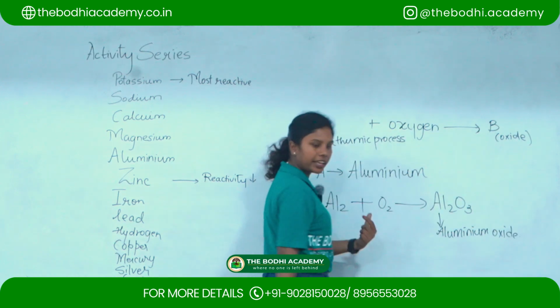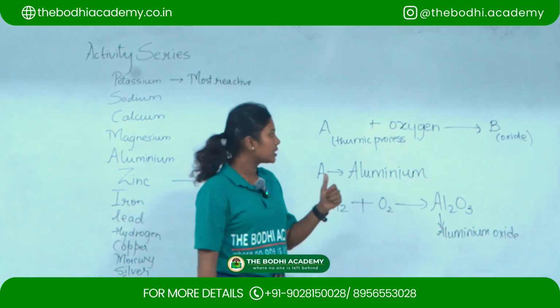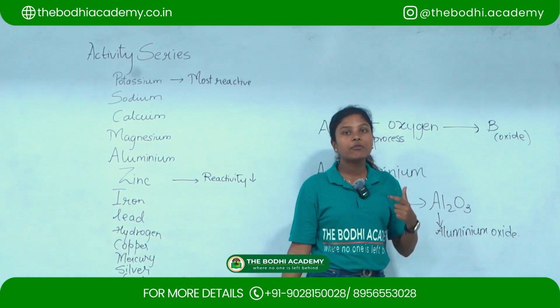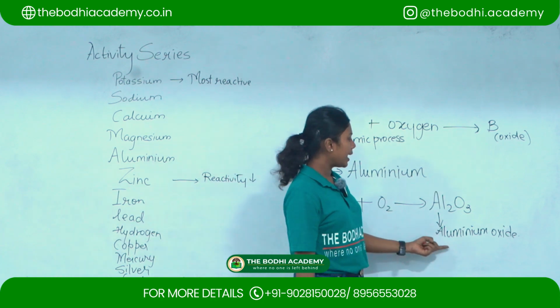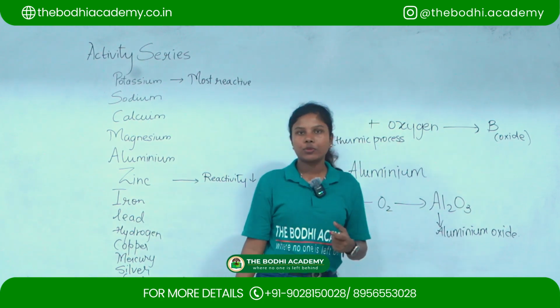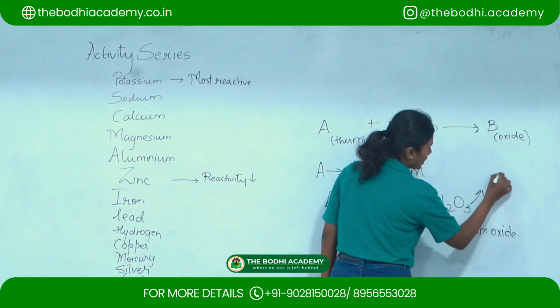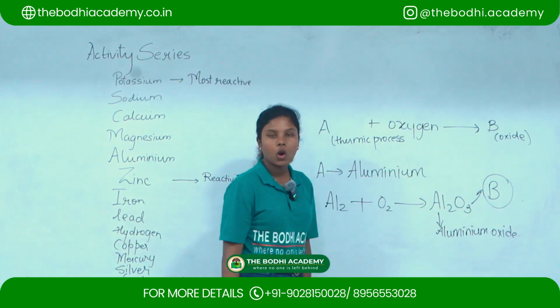In the question, they gave us a hint saying that this B, the oxide which is formed, is amphoteric in nature. We know that aluminium oxide is amphoteric in nature. So over here, the oxide B is aluminium oxide.